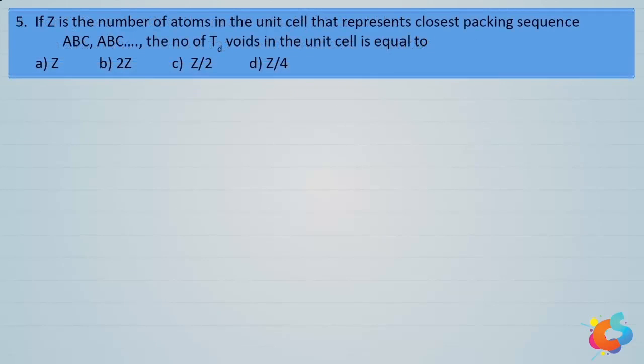The next question is, if Z is the number of atoms in the unit cell that represents close packing sequence ABC, ABC, then the number of tetrahedral voids in the unit cell is equal to, the given options are option A, Z, option B, 2Z, option C, Z by 2 and option D, Z by 4.